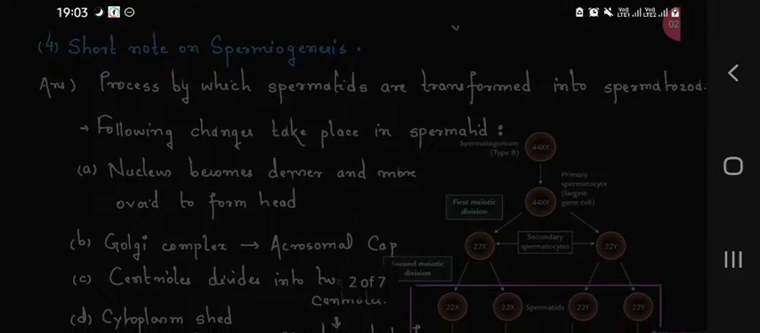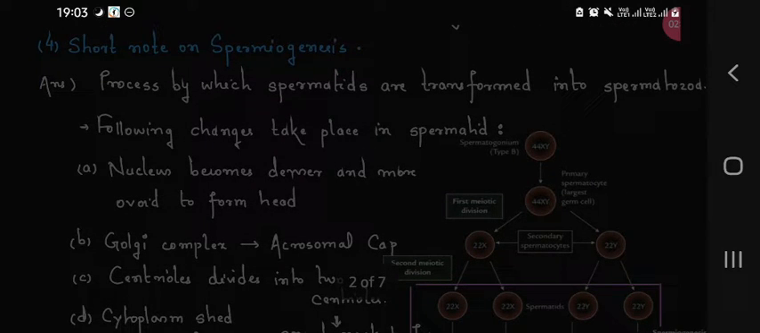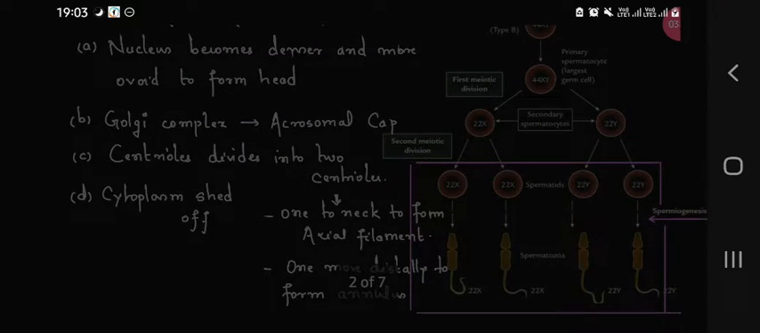Short note on spermiogenesis: process by which spermatids are transformed into spermatozoa. Following changes take place in spermatid. Nucleus becomes dense and more ovoid to form head. Golgi complex forms acrosomal cap. Centrioles divide into 2 centrioles. Cytoplasm is set off, one toward the neck to form axial filament, one or more distally to form annulus.